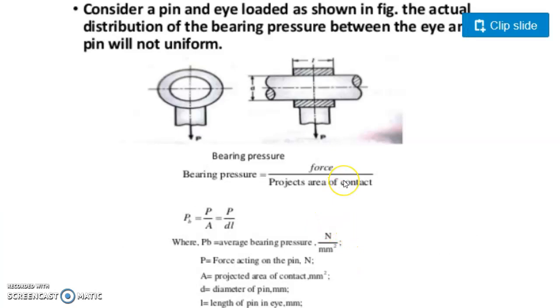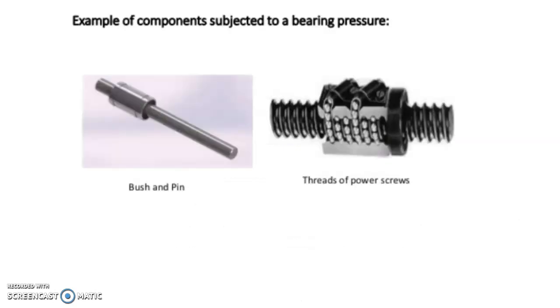So bearing pressure we can denote as force divided by projected area of contact, that is equal to P divided by A, where Pb is denoted as the average bearing pressure and P is the force acting on the pin, A is the projected area, d is the diameter of pin, and L is the length of the pin in the eye. Some examples of bearing pressure are bush and pin, power screws, etc.